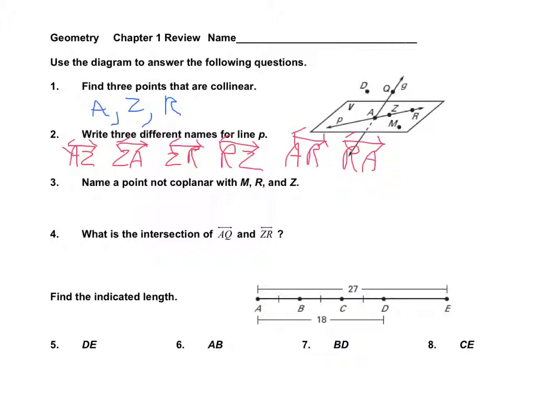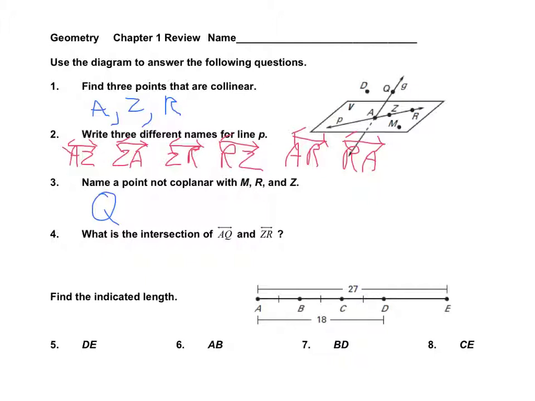Alright, number 3. Name a point not coplanar with M, R, or Z. So here's M, R, and Z, not coplanar. So it can't be on this plane. And the only point that's clearly not on this plane is point Q, because you can see this line is rising up straight through the plane to a level that's above the plane. D, I don't know if D is really on the same plane or if it's up in the air. We don't really have any indication, so Q is the best answer for this question.